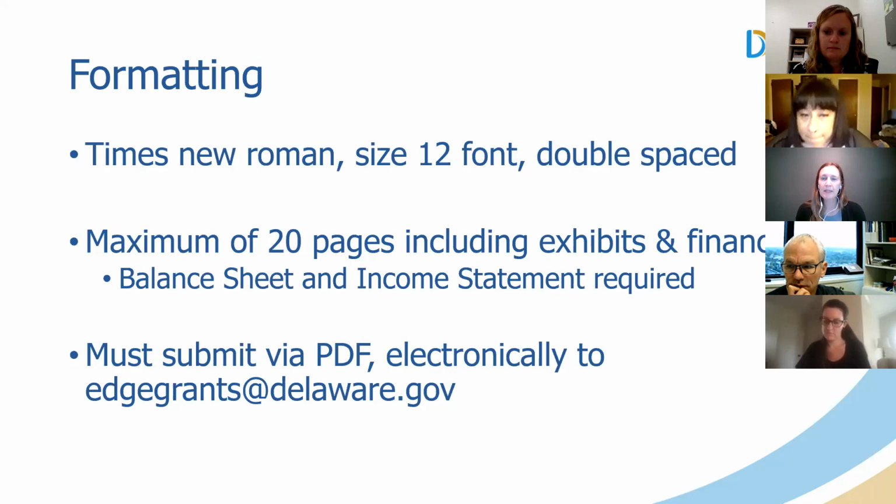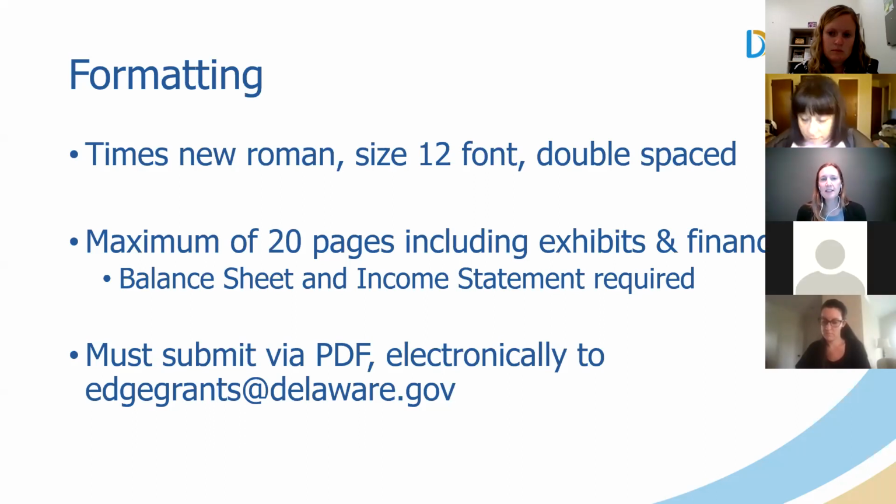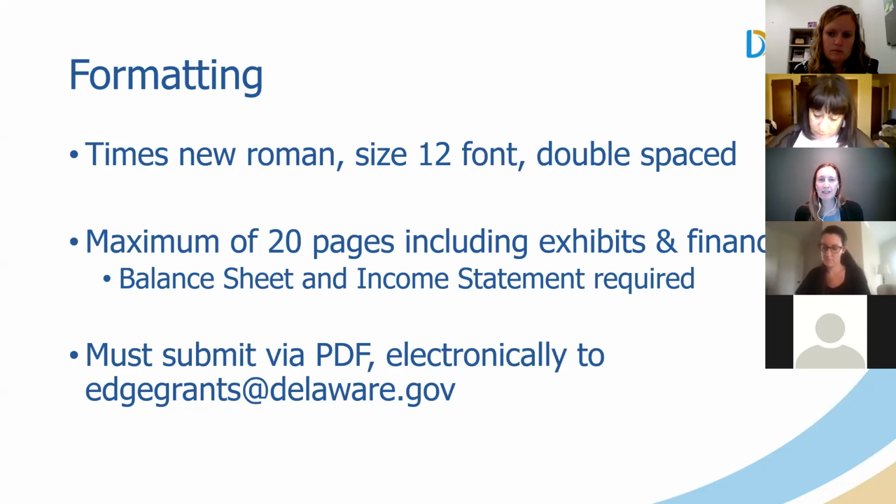And then one piece that I wanted to highlight, and I'm going to say this more than once because it's so, so important. When the financial statements are requested, make sure that you include both a balance sheet and an income statement. That is by far the number one deficiency that we see, is that applications are missing. Typically it's the balance sheet, but when they're missing that piece, they can't even be read because they haven't submitted all the required documentation. So please, please, please make sure you submit both of those financials.